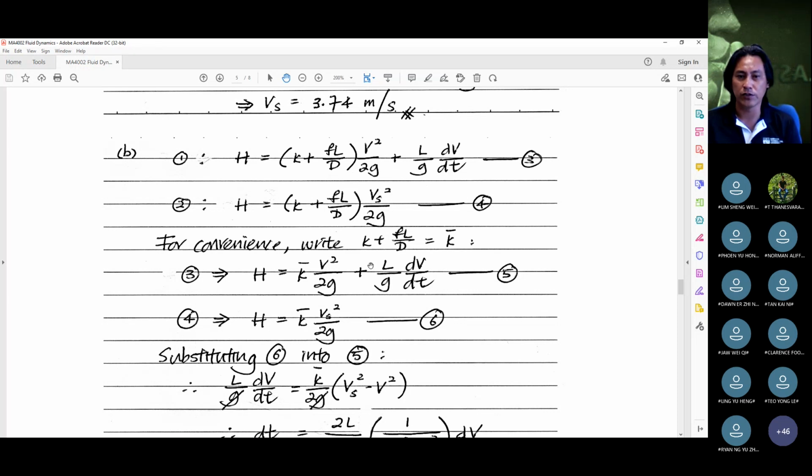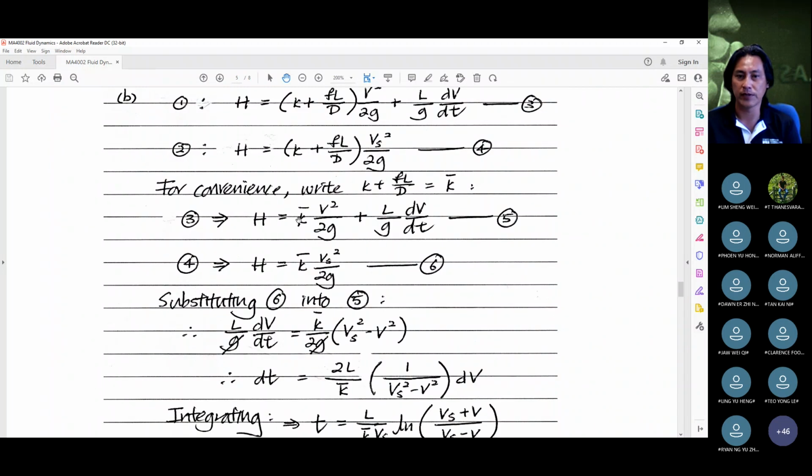Now we can further simplify this. This is an extra step. There's no need for you to do this step, but it's just an extra step. We can further simplify equations 3 and 4 if we combine all the loss coefficients as K bar. So equation 3 will become this equation. That means H equals K bar V squared divided by 2G plus L over G dV by dt. And equation 4 will be nothing but H equals K bar Vs squared divided by 2G. Remember it's Vs squared here because this comes from the steady state flow energy expression.